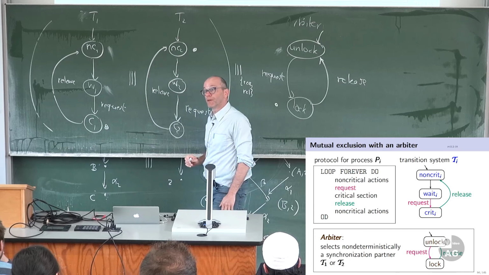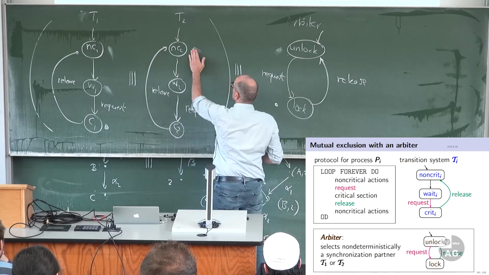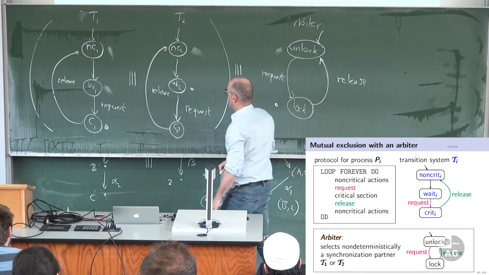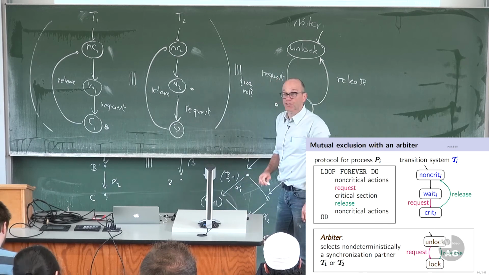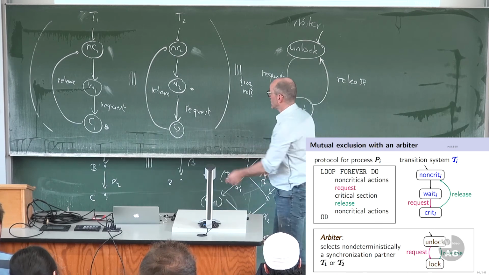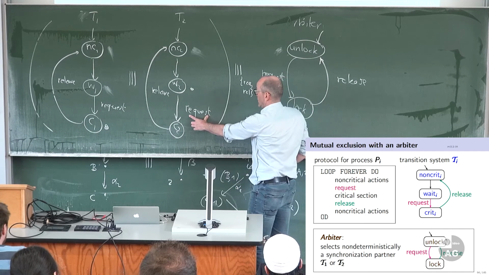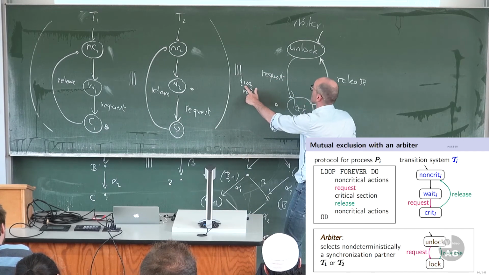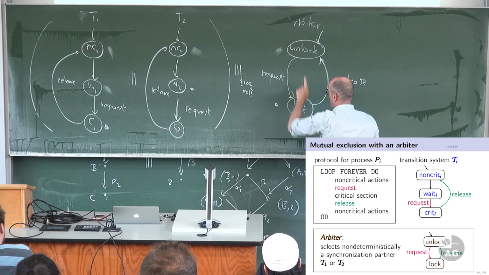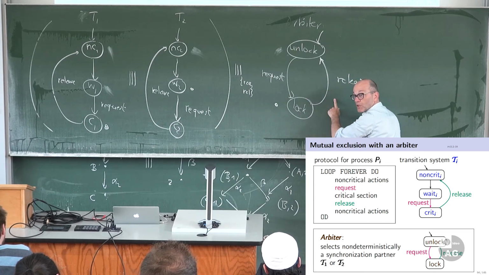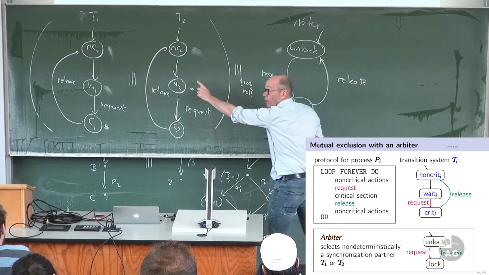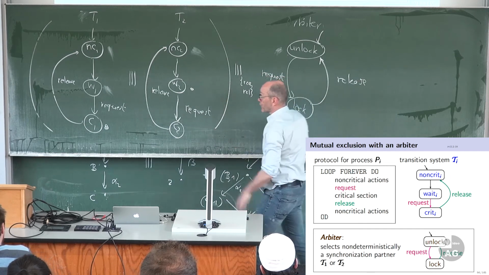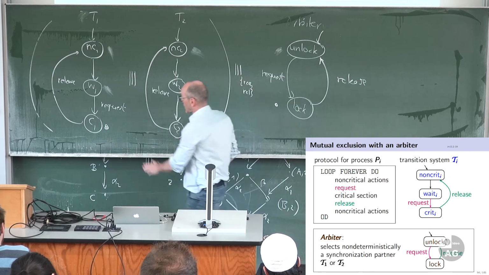critical section. Yeah. Now maybe the second thread starts waiting. It moves here. Is that process now able to access the critical section? In order to do that, it needs to do a request. It cannot do that on its own because it needs to synchronize according to this operation with the arbiter, but the arbiter is in a state where it cannot do a request. So this one is blocked. Unless the first thread releases, that can happen.